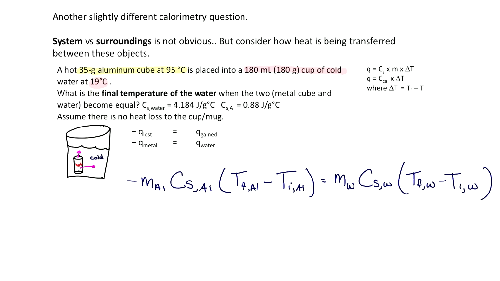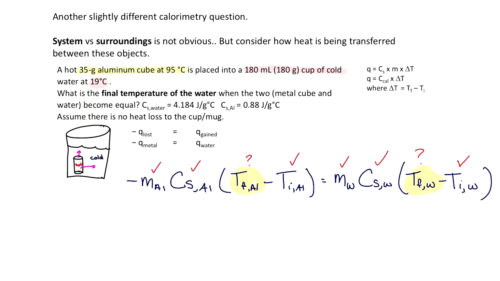So let's see what pieces of information are given. Do I know the mass of the aluminum? Yes. Do I know the specific heat of aluminum? Yes. Do I know the final temperature of aluminum? No, I don't. That's what I'm trying to calculate. Do I know the initial temperature of the aluminum? Yes, that's given. Mass of the water, do I know that? Yep. The specific heat of the water? Yep. The final temperature of the water? Nope, I'm trying to calculate that. And the last one, initial temperature of the water. Yes. So it looks like we have two variables here: final temperature of the aluminum and final temperature of the water. But what's special about those two numbers? They should be the same number.